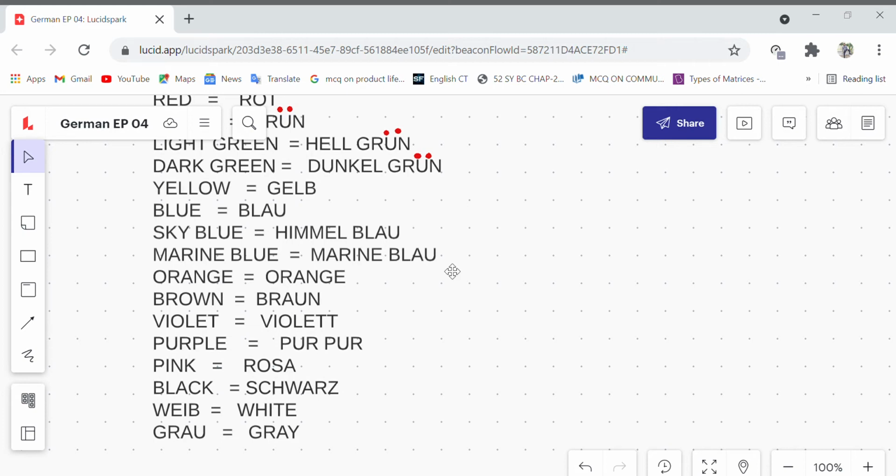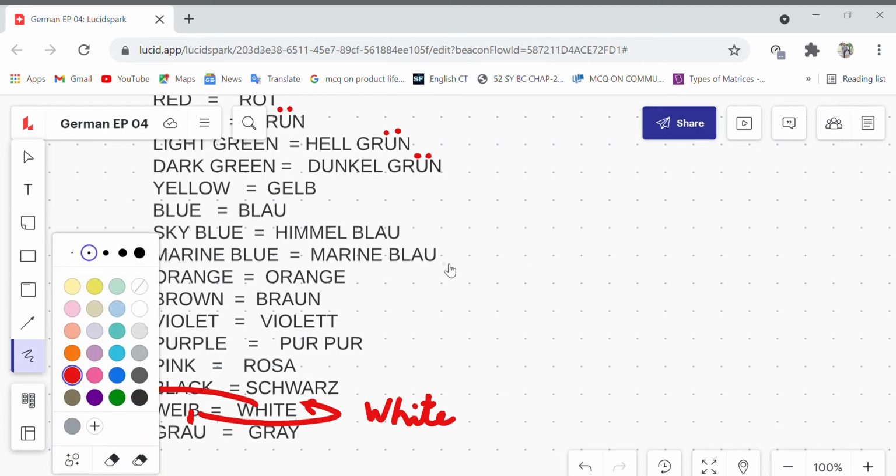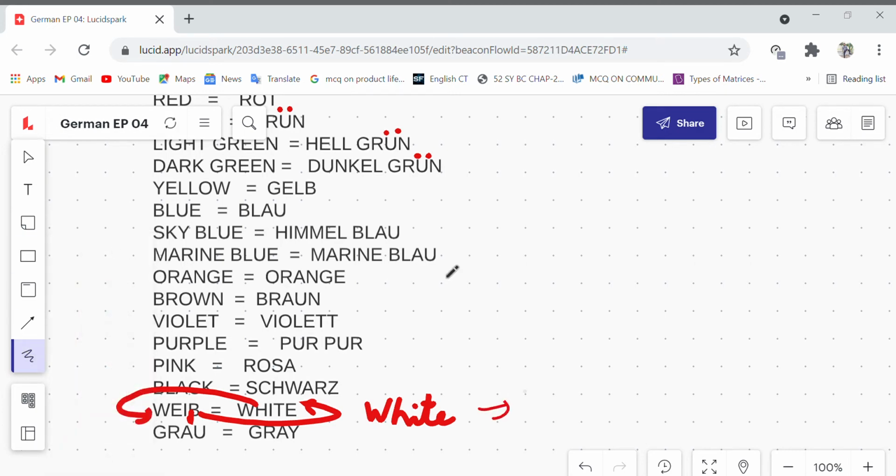Sorry. I wrote it opposite. White needs to be here and weiß needs to be here. This is white in English, and weiß in German. Here also I have done the same, so interchange this. It is gray in English and grau in German.